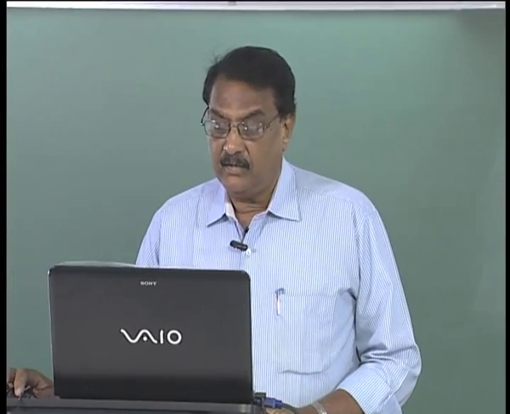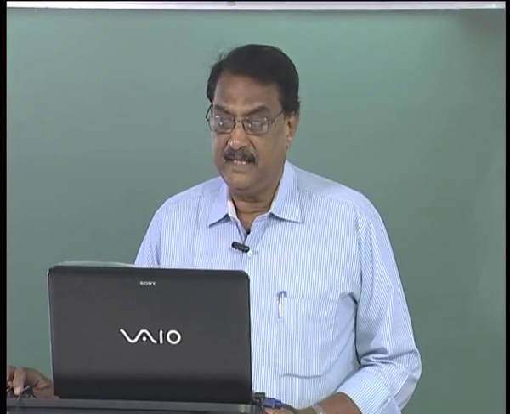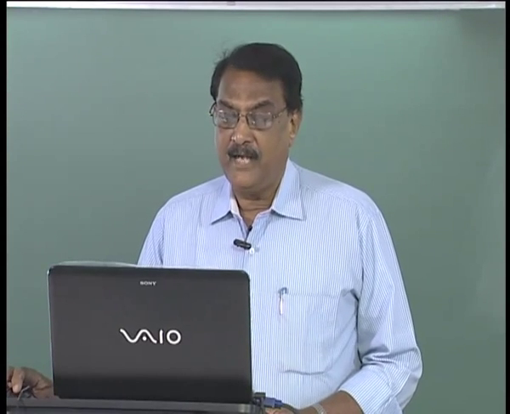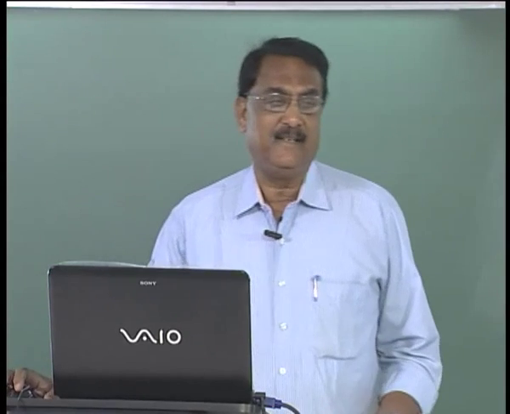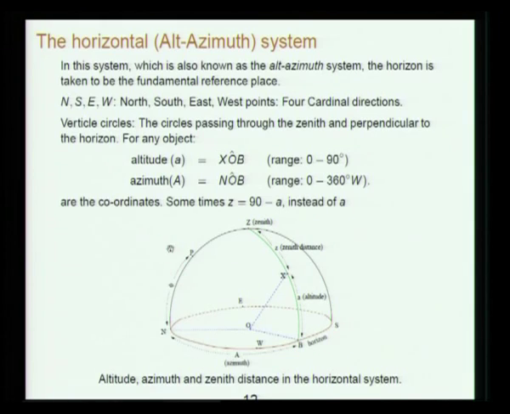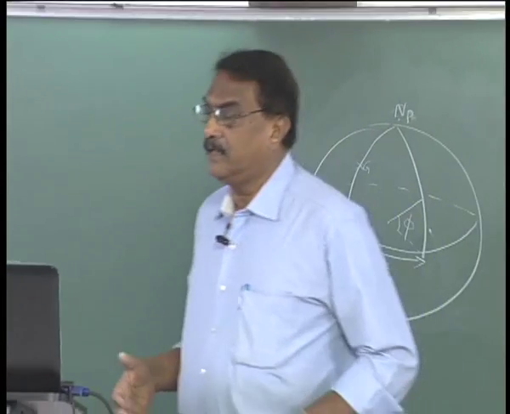So, this is altitude and this is called the zenith distance. Altitude plus zenith distance is 90 degrees, and you can use any units for that. You can use degrees, you can use minutes as in Indian astronomy. Sometimes you can use radians also, but normally Indian astronomy texts express it in terms of minutes, and sometimes in degrees, amsha also is used. Okay, so this is the horizontal or alt azimuth system.